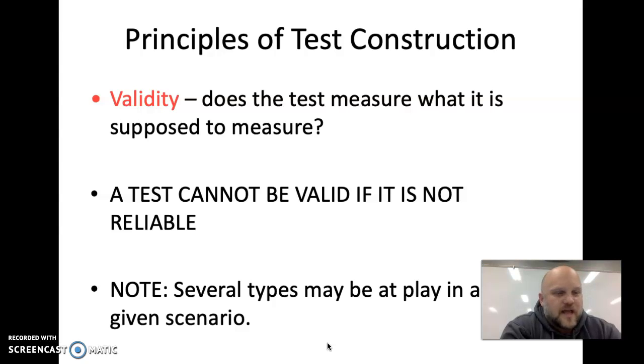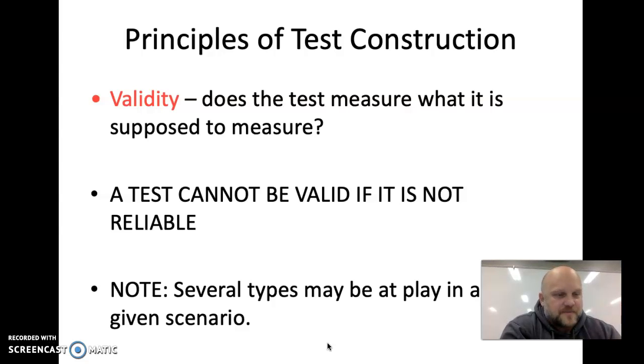It's not very reliable. On the flip side, it could reliably weigh you at 160, even though you only weigh 150. So the point is, you can have reliability but not have validity. But if you have validity, you will have reliability. So you can have reliability without validity, but if you have validity, you'll have reliability.